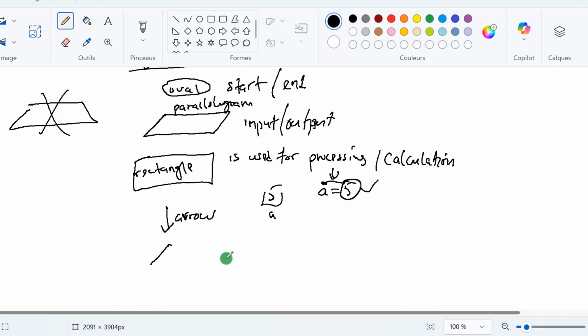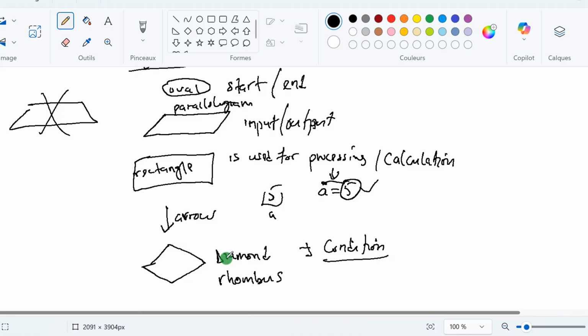Now the next symbol is what we call the diamond, or sometimes we call it a rhombus. Sorry, a rhombus like that. The aim of this symbol is for conjugating conditions. Don't forget it.